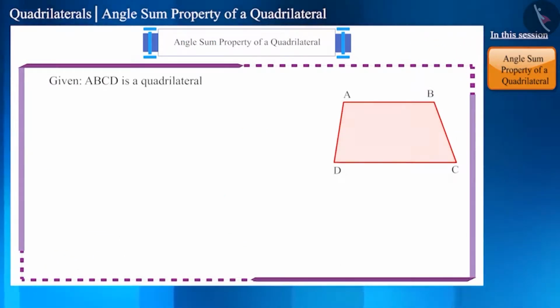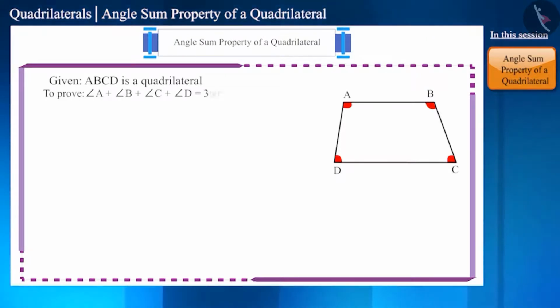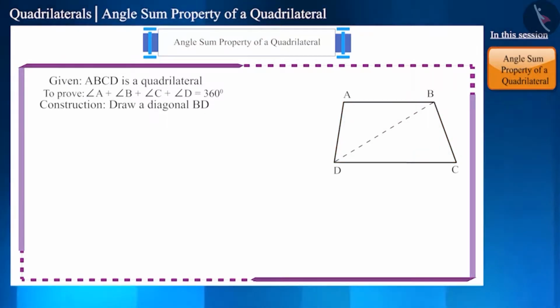Let's make a quadrilateral ABCD. We have to prove that angle A plus angle B plus angle C plus angle D is equal to 360 degrees. Now, by drawing a diagonal of this quadrilateral, let's divide it into two triangles. You can draw either of the diagonals, AC or BD. Now we have two triangles, triangle BCD and triangle DAB.